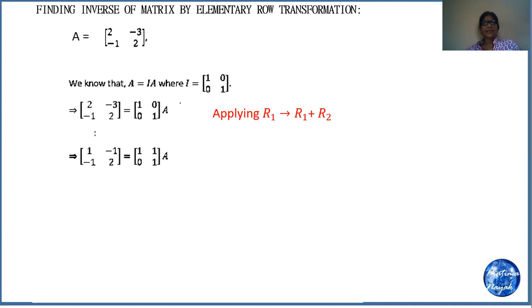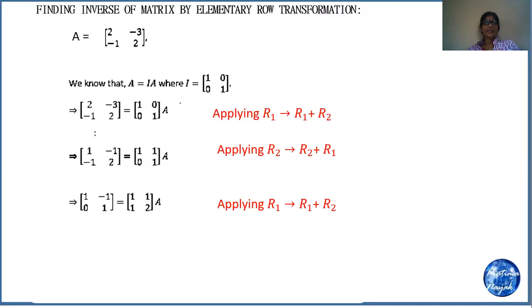Next, minus 1 will be converted to 0. So it is again simple. It is seen that R1, R2 can be added. Now applying R2 is equal to R2 plus R1. So I'll get simple 0 at 2, 1 position. So 1 minus 1, 0. And here 2 plus minus 1 is equal to 1. So I am getting the third also as 1. So work is less now.